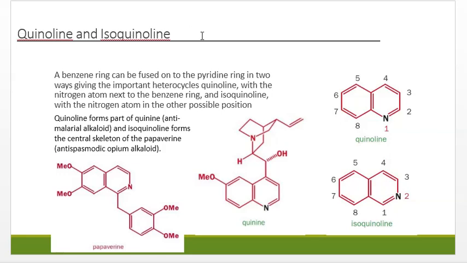Quinoline and isoquinoline. A benzene ring can be fused on to the pyridine ring in two ways, giving the important heterocycles quinoline, with the nitrogen atom next to the benzene ring, and isoquinoline, with the nitrogen atom in the other possible position. Quinoline forms part of quinine, an antimalarial alkaloid. It is quinine, this quinine, and isoquinoline forms the central skeleton of papaverine, an antispasmodic opium alkaloid.